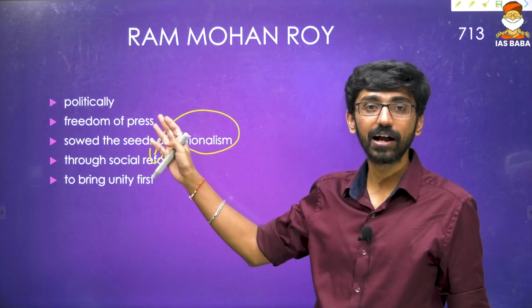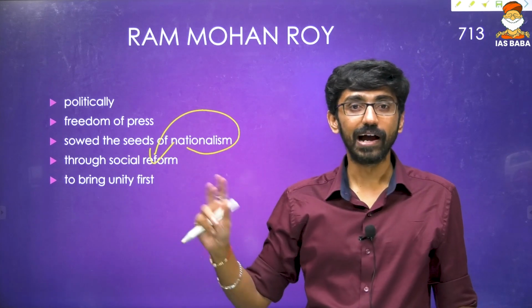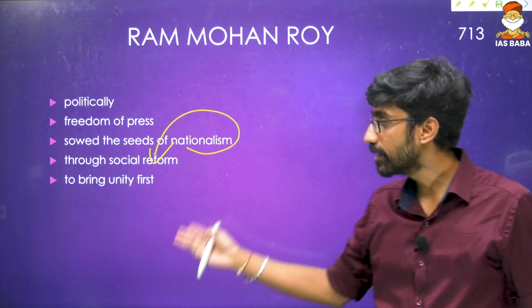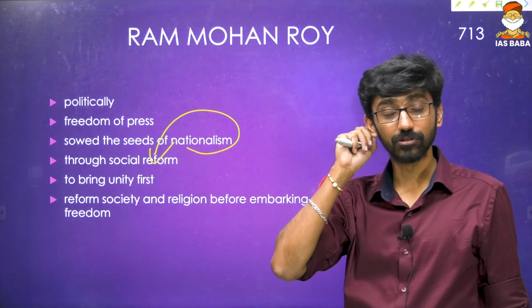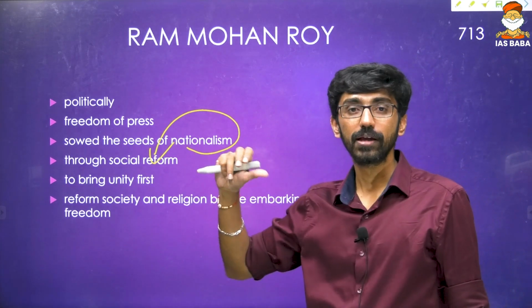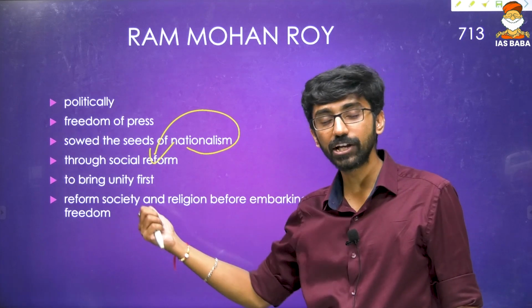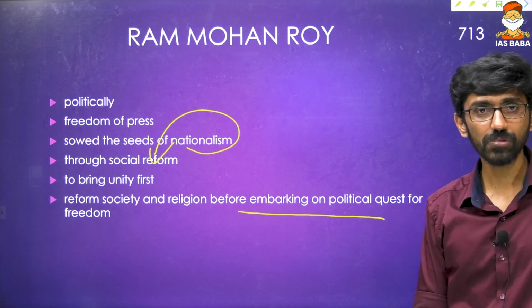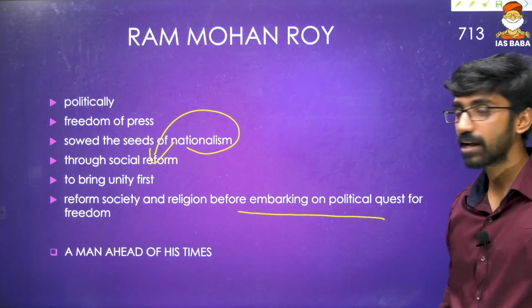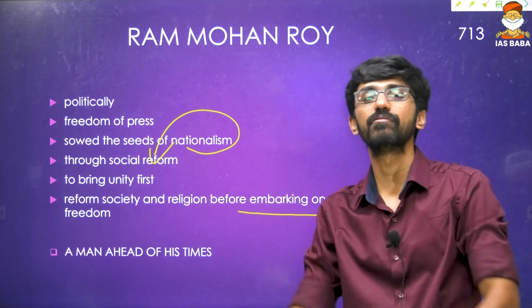Gandhiji, Subhash Chandra Bose, Gandhiji, Ambedkar, recently Gandhiji, Rabindranath Tagore. Now, why can't it be Gandhiji and Raja Ram Mohan Roy? Ideas are similar. You can ask for that one: to bring unity first in the society, and then launch the mass movement. That is what Gandhiji believed in. Before embarking upon political upliftment, first we need to bring unity in the society and reform society and religion before embarking on a political quest for freedom. A man ahead of his times, because his ideas are way ahead of his times.